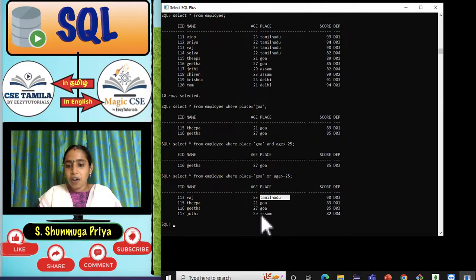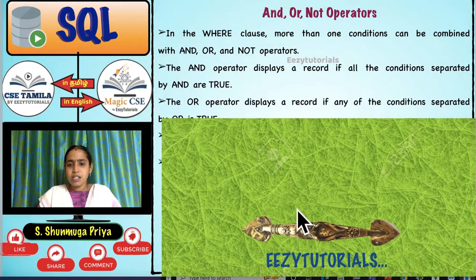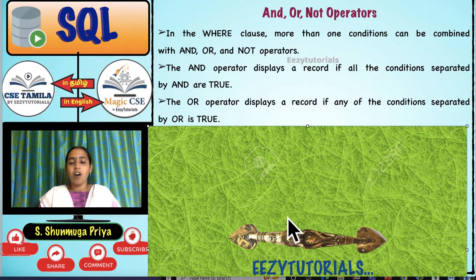At the same time, Raj and Jyoti are not from Goa. They are from different states like Tamil Nadu and Assam. But their age is greater than or equal to 25. Since the age criterion is satisfied, this tuple has been fetched. So what is meant by the OR operator? If any one condition is satisfied, that tuple will be fetched. That is the use of the OR operator. If all the conditions should be satisfied for a tuple to be fetched, I have to use the AND operator. So this is the difference between the AND operator and the OR operator.